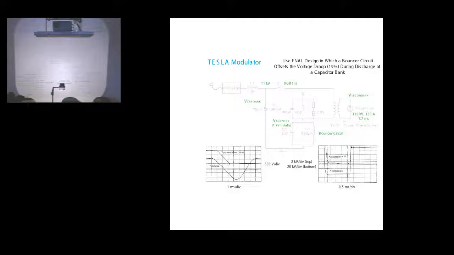Has what they call a bouncer circuit. And again, these are fairly simple circuits in the sense that you charge a capacitor and you turn on a switch and you discharge it. Now, when you discharge a capacitor, you have a droop to it. In this case, it would be about 19%.